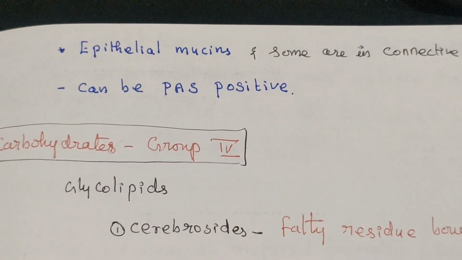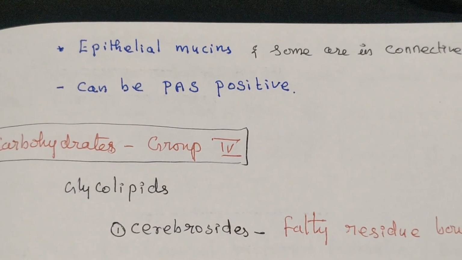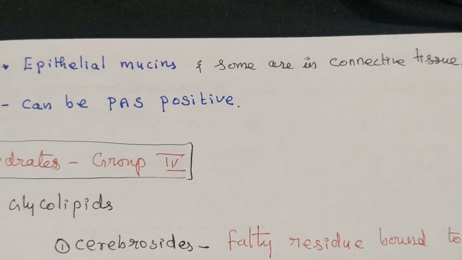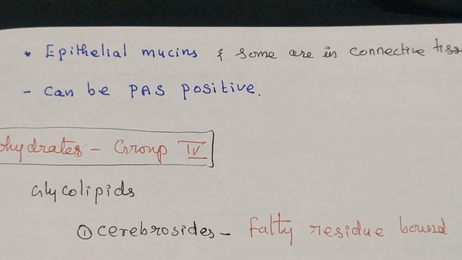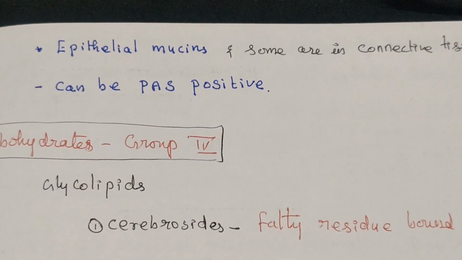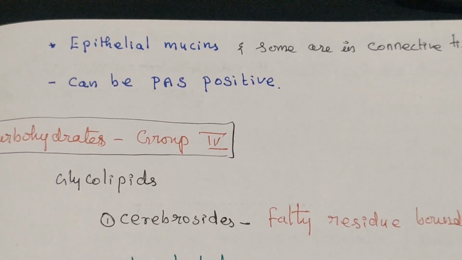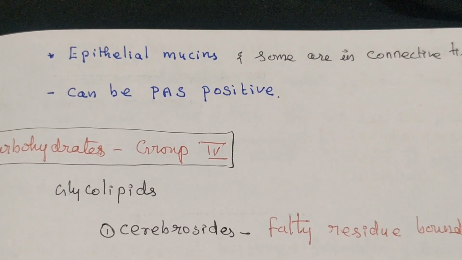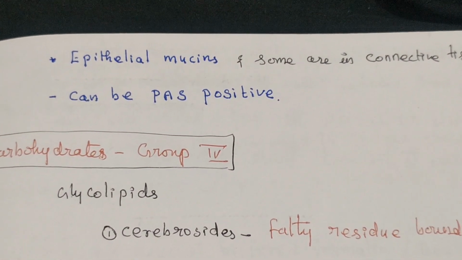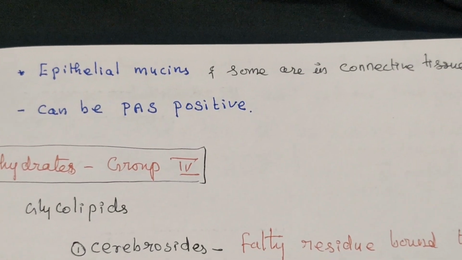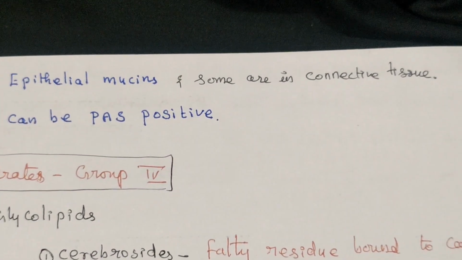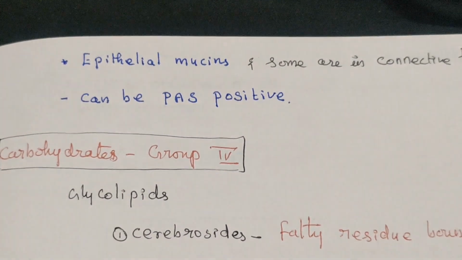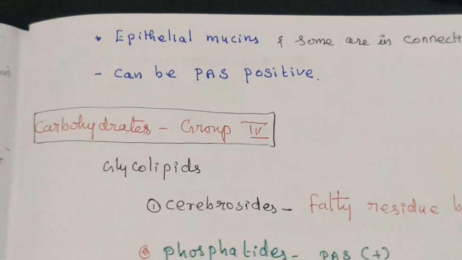Group 3, most of these are considered epithelial mucin. Some are in connective tissue. They are PAS reaction positive but not always.